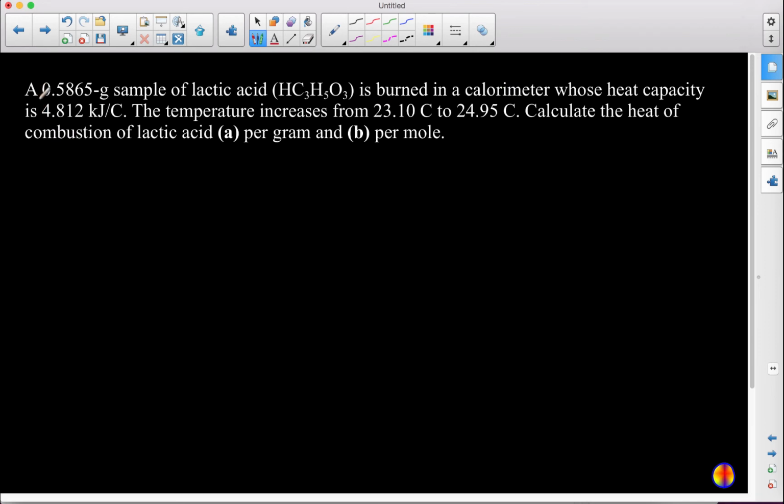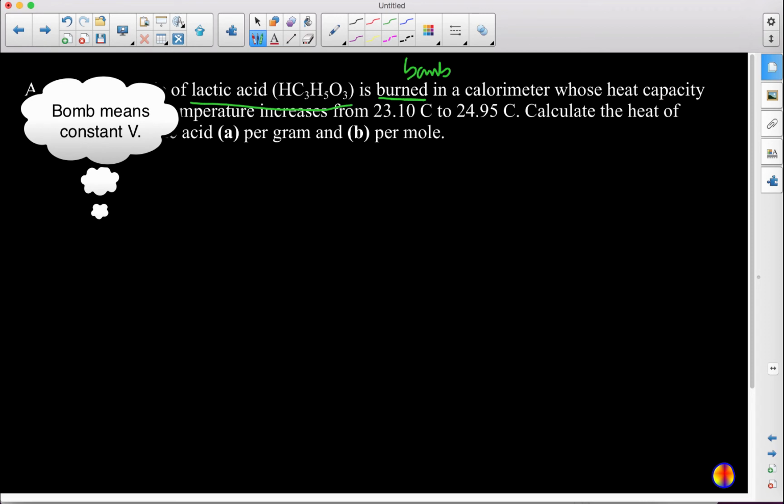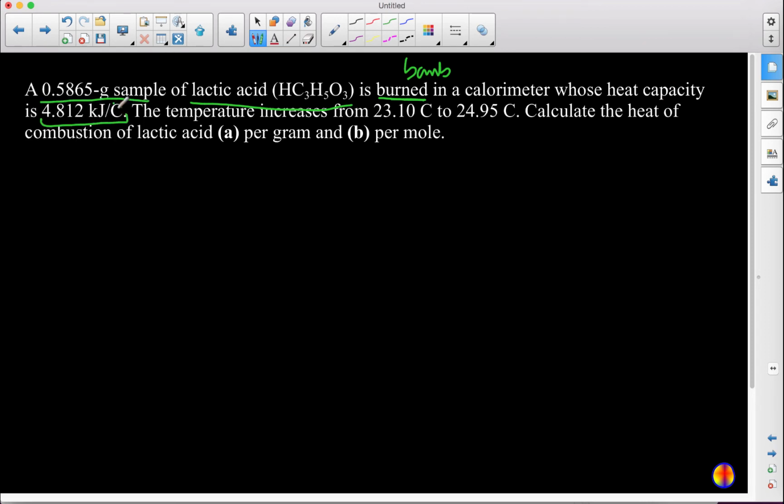This one says we have X grams of lactic acid burned in a calorimeter. Burned in a calorimeter means we're talking about bomb calorimetry, okay? Whose heat capacity, and when we go back to heat capacity, that's the amount of energy absorbed to change the temperature. So this is the heat capacity, and we see that this is an energy per temperature. The degree sign got left out. Energy per temperature. The temperature increased from blah to blah. Calculate the heat of combustion per gram and per mole. Burned means combustion, yes. Okay.